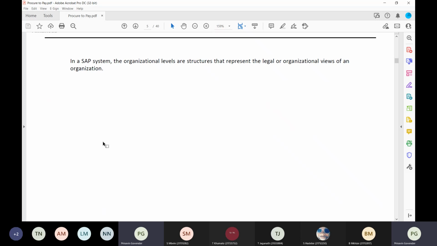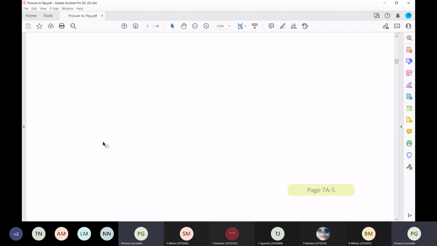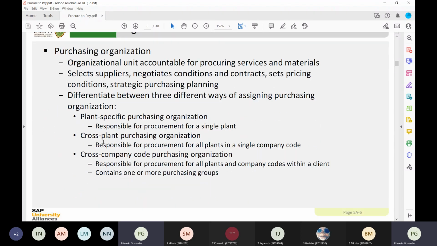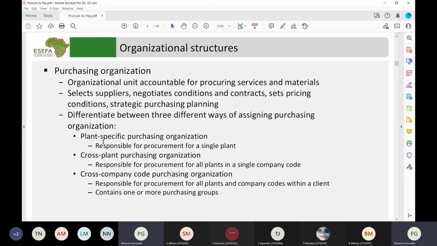Right, so in the SAP system, the organizational level is structured. Organizational structure, the purchasing organization. The purchasing organization is responsible for procuring services and materials. Another word for procuring is buying the service, or retrieving it, or getting it. Services and materials. You will need to select the supplier, negotiate the conditions of the contract, and set the pricing conditions.